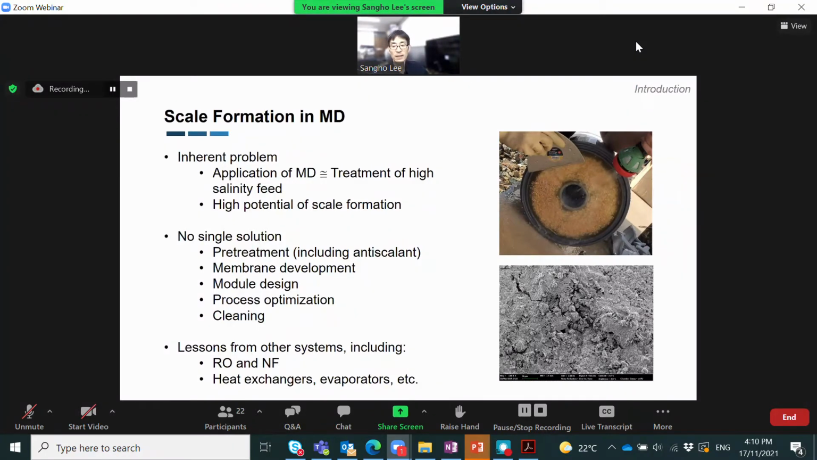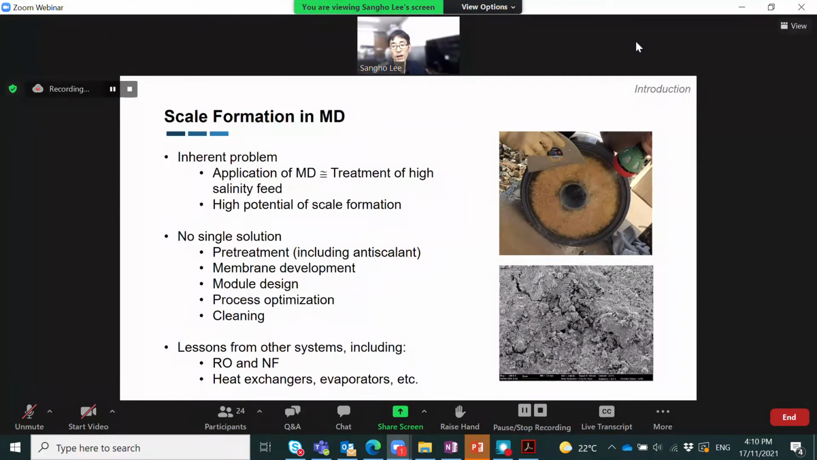And there is no single solution for taking care of scale formation in membrane distillation. Some people say pre-treatment is effective. Some people say it should be cleaned. There are many different approaches, but in my opinion, all these approaches should be combined to provide the solution. Otherwise, we'll end up with a lot of problems resulting from scale formation.